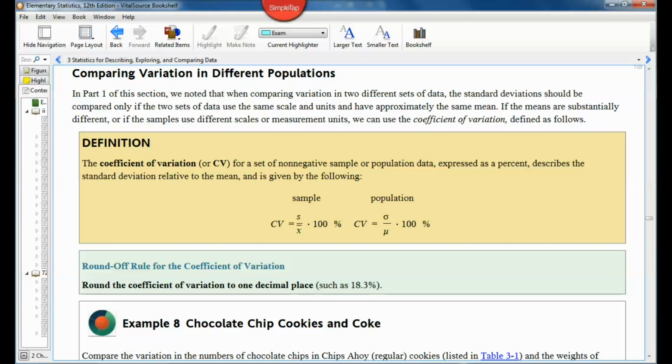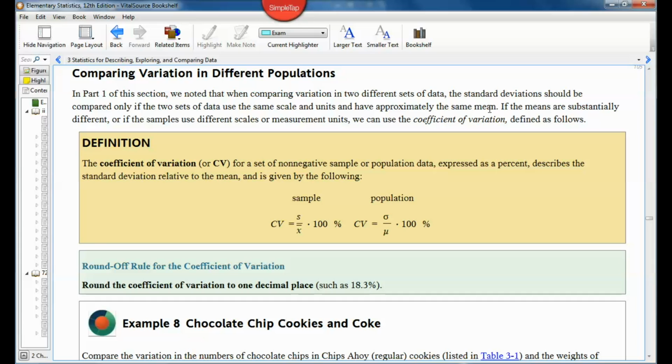Look what your book says. In part 1 of this section, we noted that when comparing variation of 2 different sets of data, which I did not go over, the standard deviation should be compared only if the 2 sets use the same scale and units and have approximately the same mean.